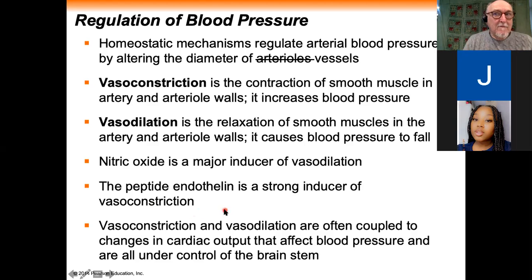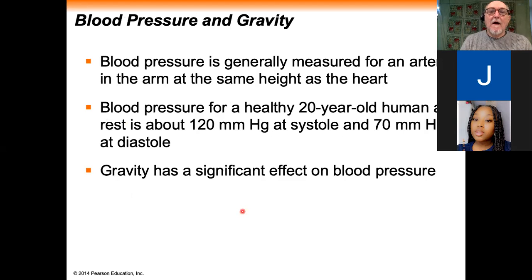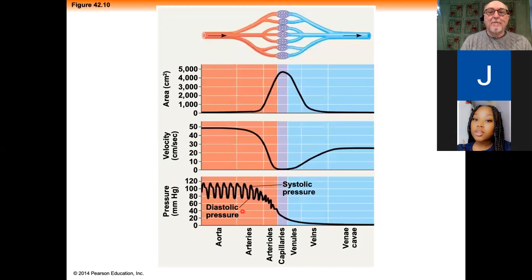There are various other ways hormones are involved. One of the most important is a hormone called endothelin. And endothelin is a strong inducer of vasoconstriction. So by varying the diameter of the blood vessels, by varying stroke volume, etc., the body is able to exert homeostatic control over blood pressure. Okay, I think I've covered that.